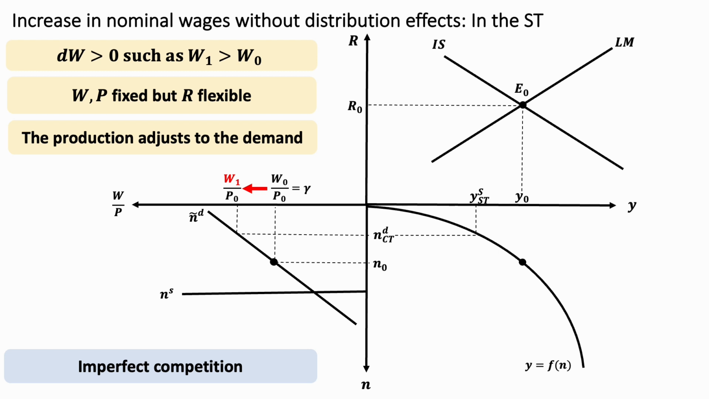This shock has no impact on the demand of goods because, as we said, the consumption function does not have any distribution effects here. So the demand stays at the initial level of production, YD short term equals Y0. Supply is less than demand. We have a disequilibrium on the goods market.